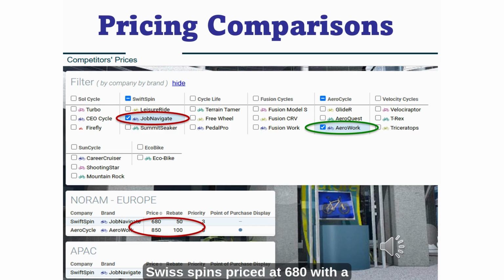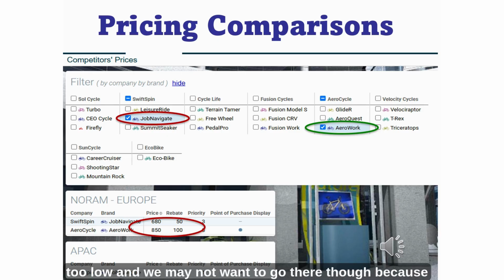And we see SwiftSpin's priced at $680 with a $50 rebate, and AeroCycle's $850 with a $100 rebate. So our difference here is about $120 more for the AeroCycle after rebate. All right, and this is a bike that is a price-sensitive target market. So being that much over is going to hurt AeroCycle.